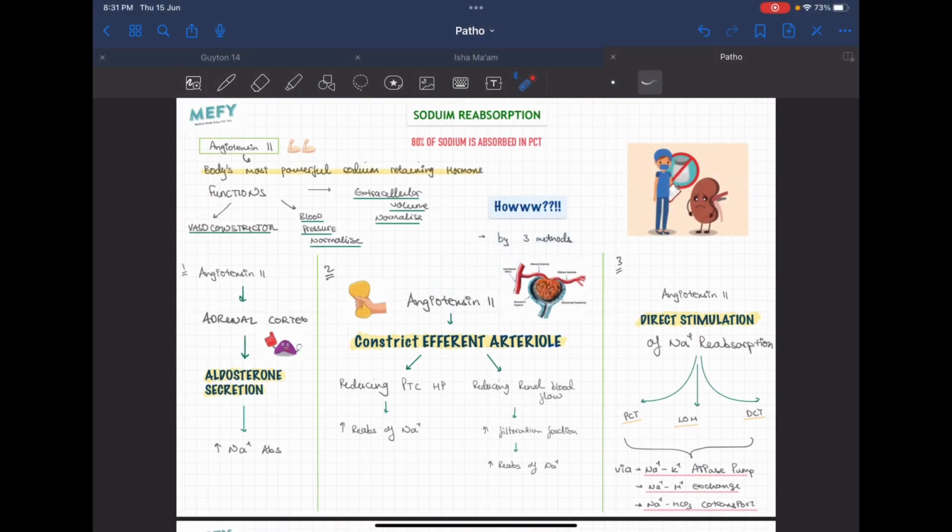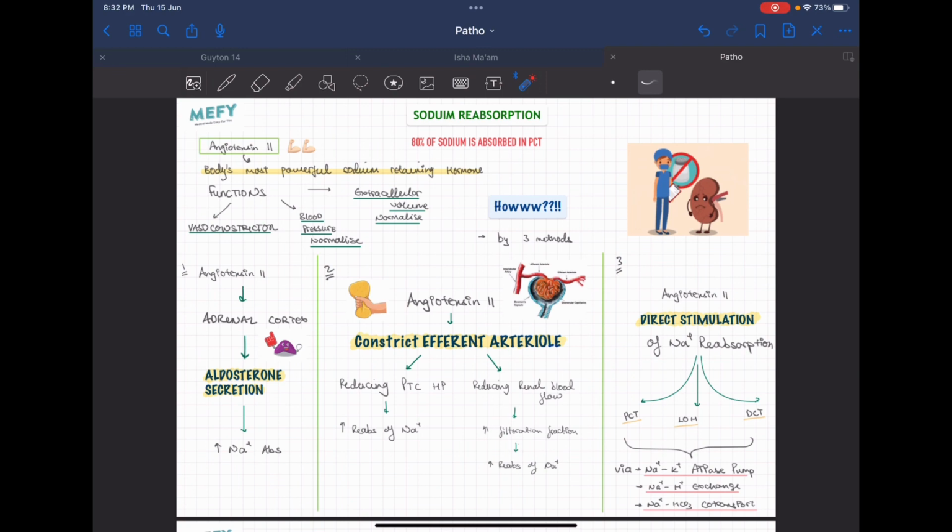Today we will be doing a topic from renal physiology called sodium and water reabsorption. As we all know, the nephron is the structural and functional unit of the kidney. The nephron consists of different parts known as the Malpighian body, proximal convoluted tubule, distal convoluted tubule, collecting duct, loop of Henle, ascending limb, and the descending limb.